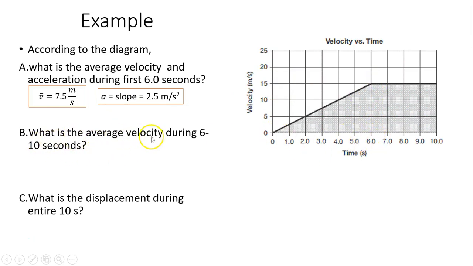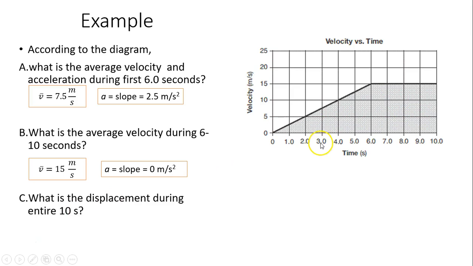Next one, what is the average velocity during 6 to 10 seconds? From 6 to 10 seconds, velocity didn't change. It equals 15 meters per second. What is acceleration? Slope equals 0, so there is no change, there is no acceleration. Next one, what is the displacement during the entire 10 seconds?